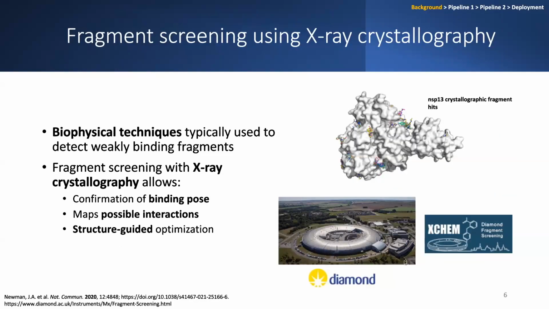So at XChem, which is based at Diamond Light Source, we perform fragment screening using X-ray crystallography. And this is really powerful because if we have crystal structures of fragments bound to the protein, this allows us to confirm the exact binding pose. We can map possible interactions within the pocket, and it can allow the structure-guided optimization of the fragments into larger, more potent molecules.